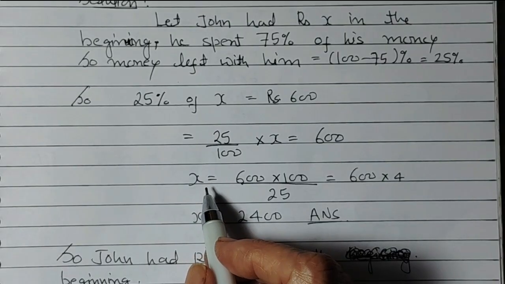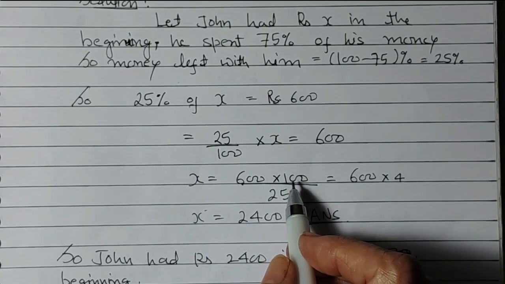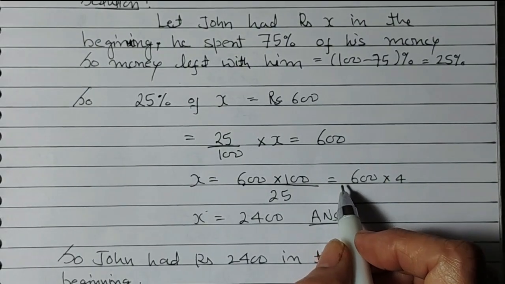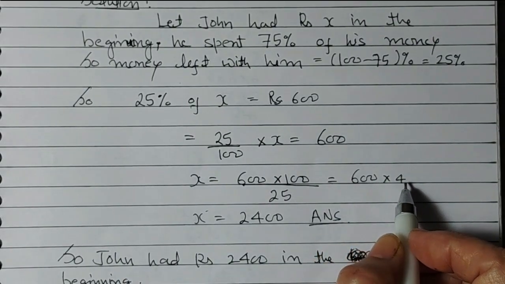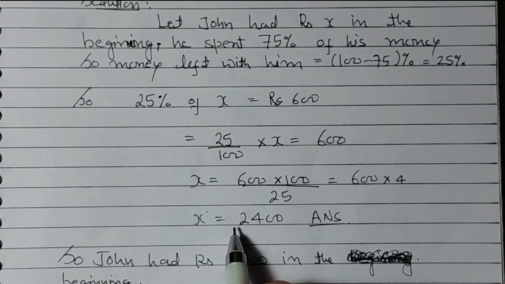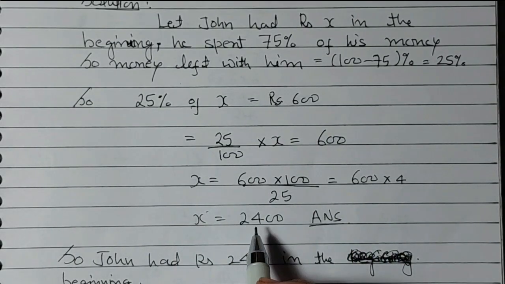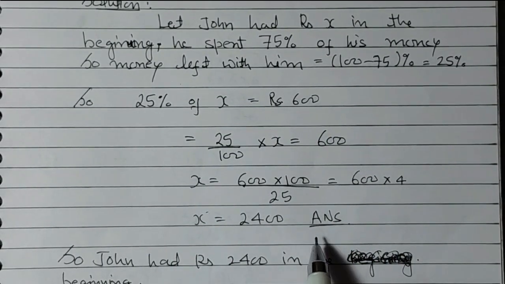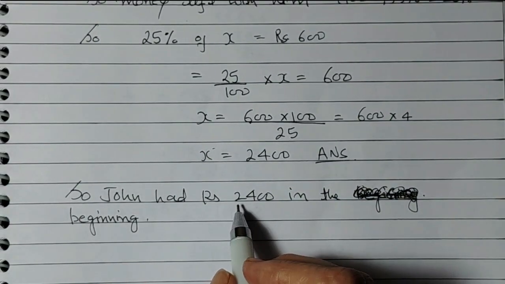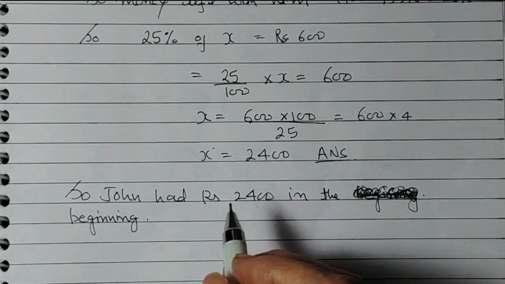Now X will be equal to 600 into 100 over 25, which is equal to 600 into 4. So the value of X, after calculating this, we get 2400, which is the answer. So initially John had rupees 2400 in the beginning.